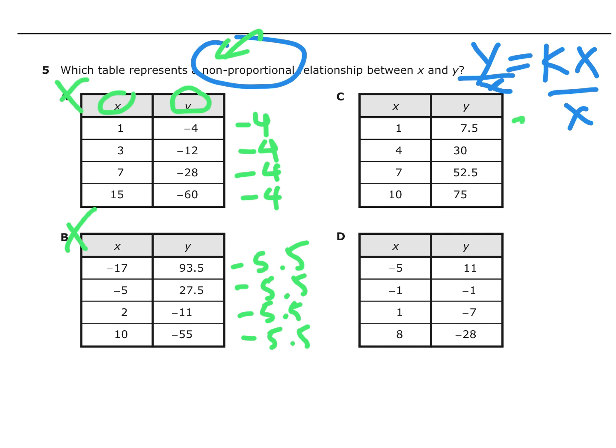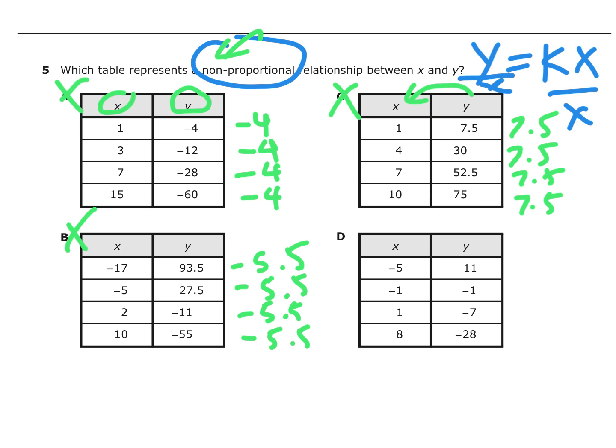7.5 divided by 1, that's 7.5. 30 divided by 4, that's 7.5. Again, I'm dividing y by x, and 52.5 divided by 7 is the same thing, 7.5. So it cannot be C. So it must be D.